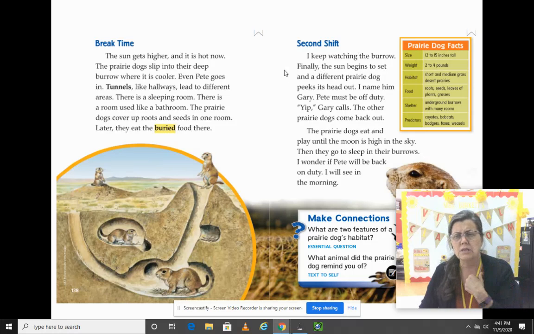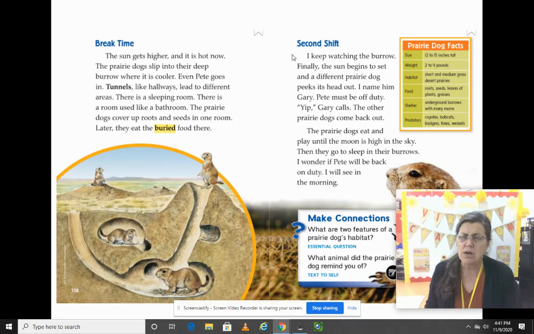I keep watching the burrow. Finally, the sun begins to set, so second shift. Some moms and dads work third shift. They work at nighttime when we're sleeping. And day shift, that's during the day when we're at school. But second shift is that afternoon and evening hour. Sometimes moms and dads have to work evening hours, the afternoon.